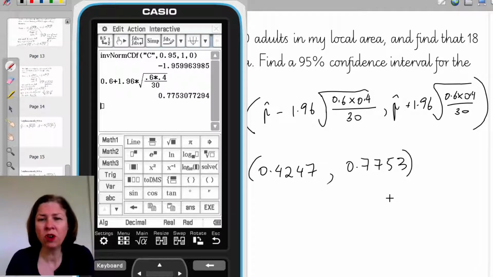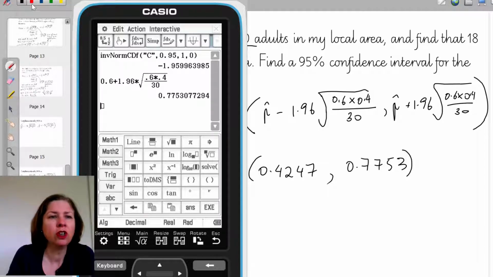Now, it's worth noticing that this is quite wide. So remember I used as an example earlier that I might go from 0.5 to 0.7. In fact, I can be 95% confident that P is between 0.4247 and 0.7753. It's quite wide. It's not very specific. And part of the problem here is my sample size. I've only taken a sample of 30 adults.